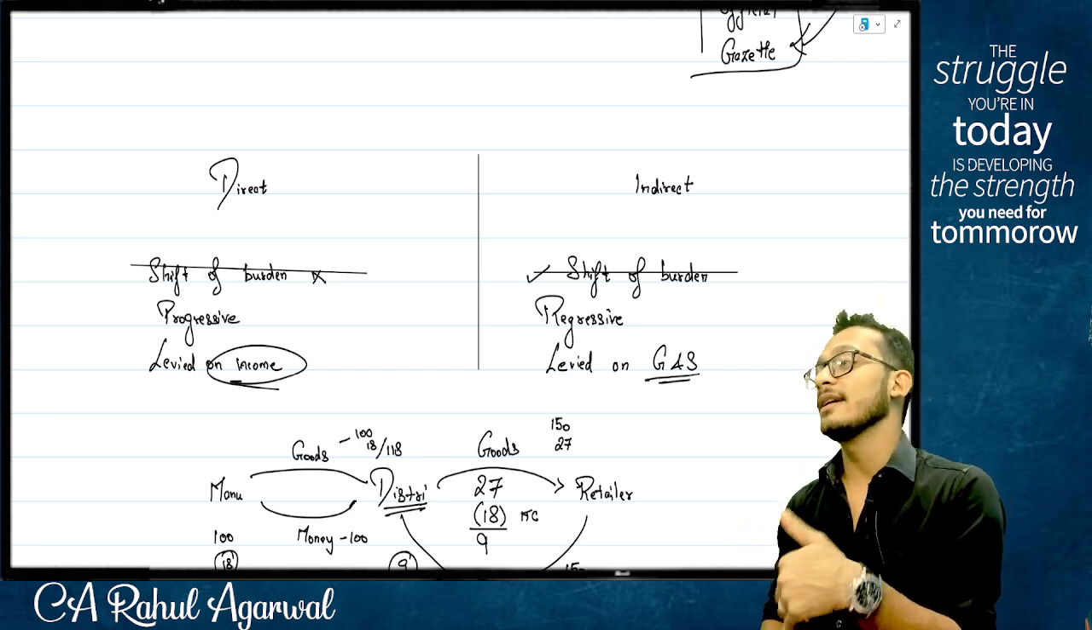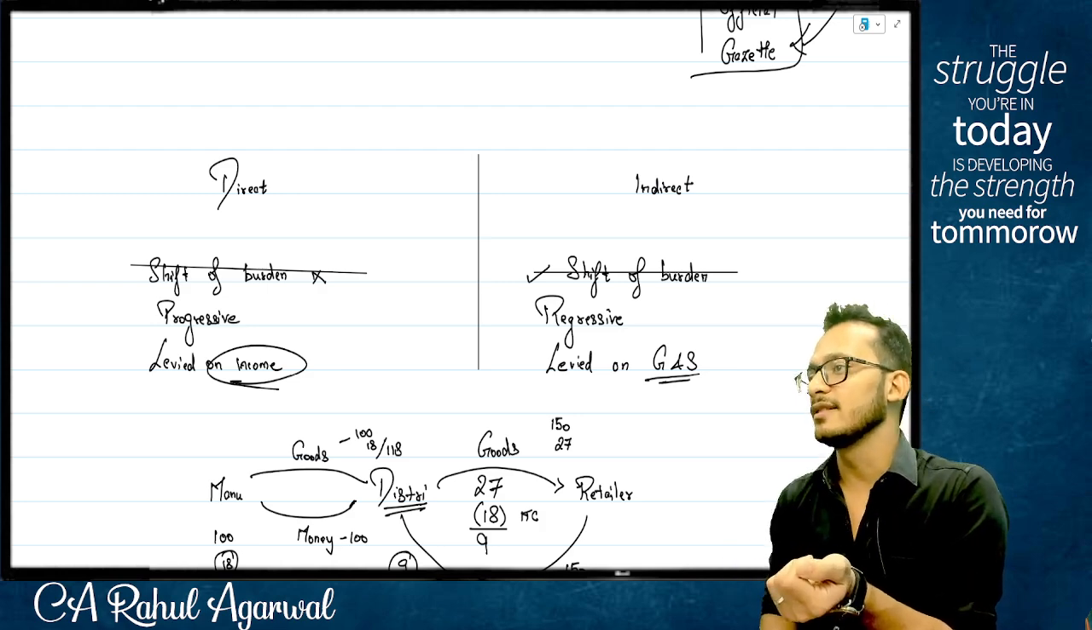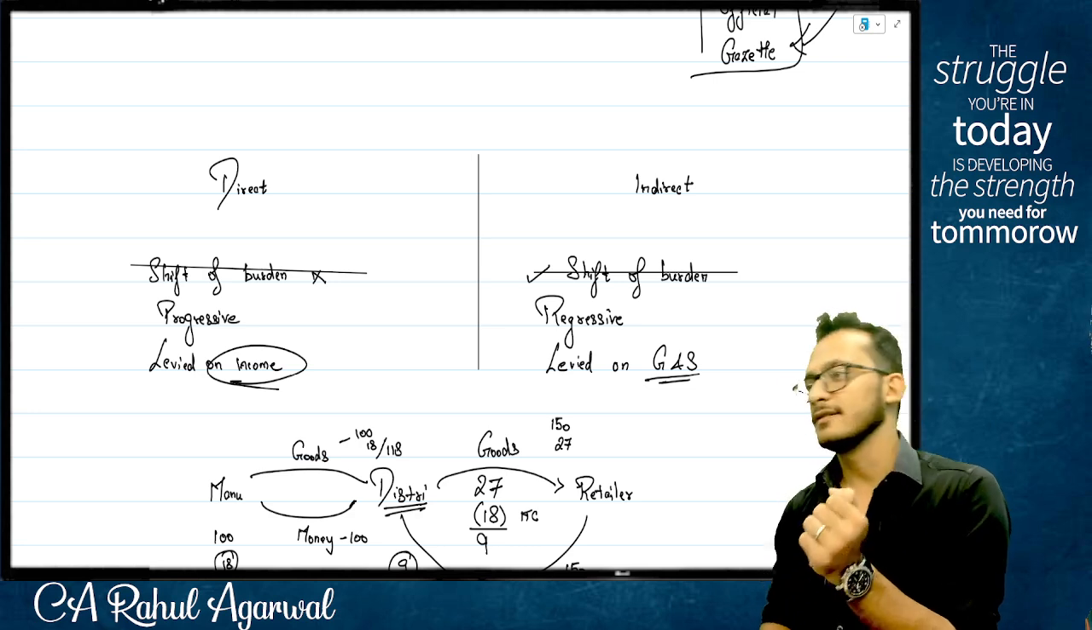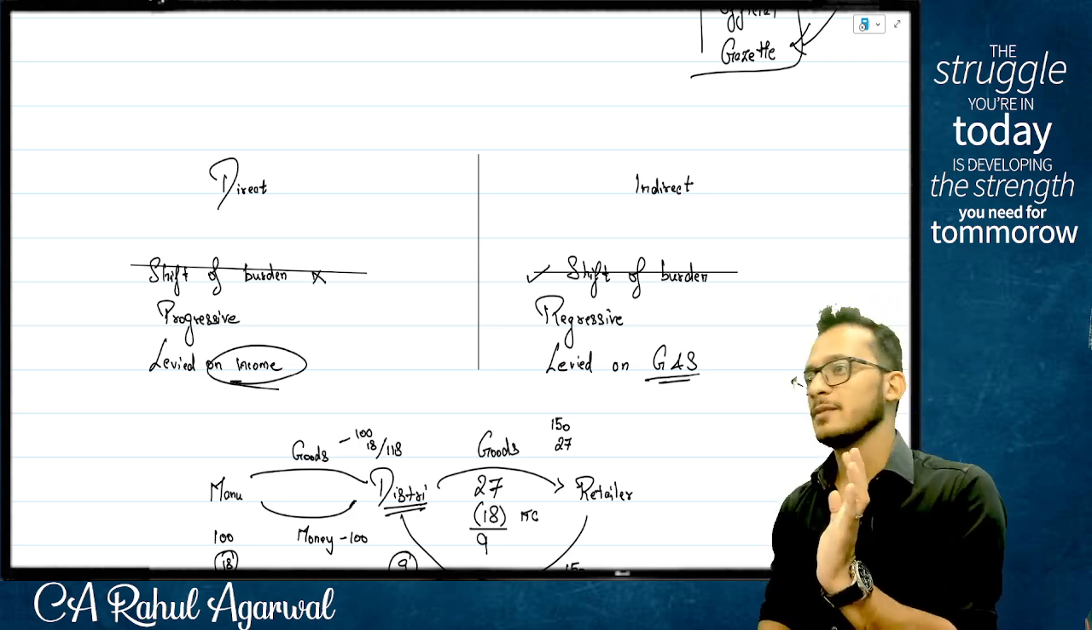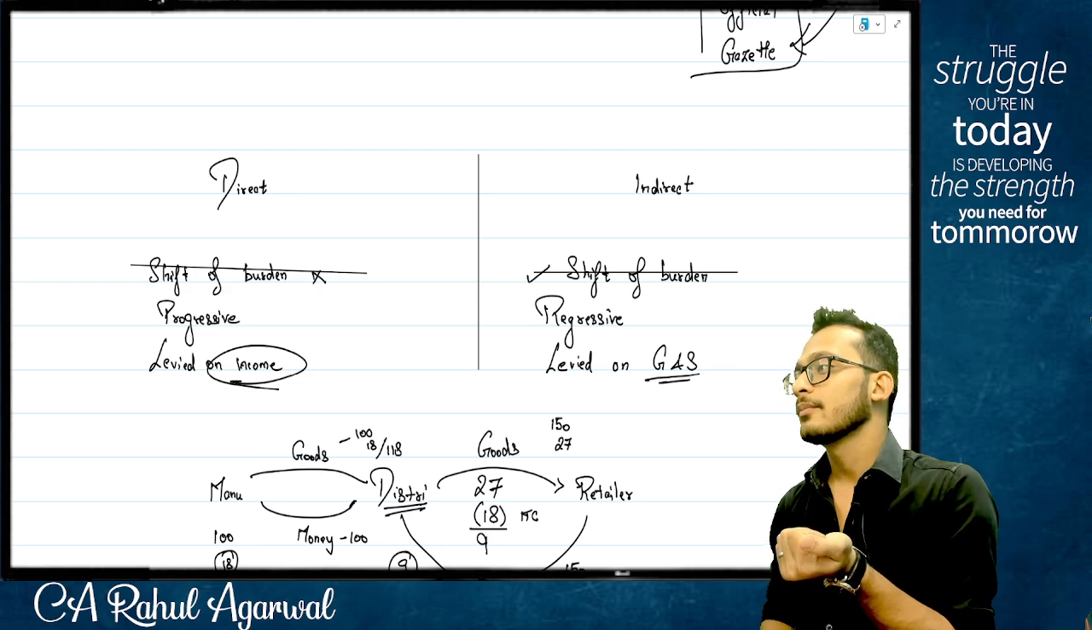It's the person who's receiving it who's going to pay the tax. So for him it's an income, and therefore it's a direct tax. Yes or no? Yes. This is the difference between direct tax and indirect tax, people. Any doubts on this? Good enough to go?